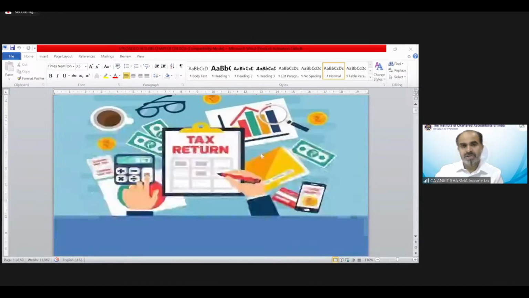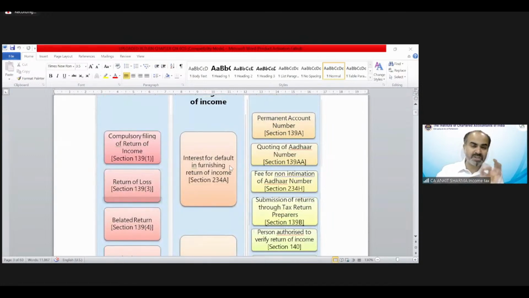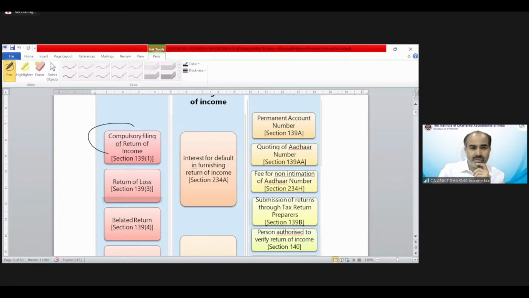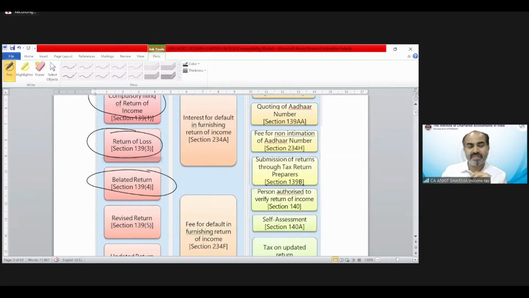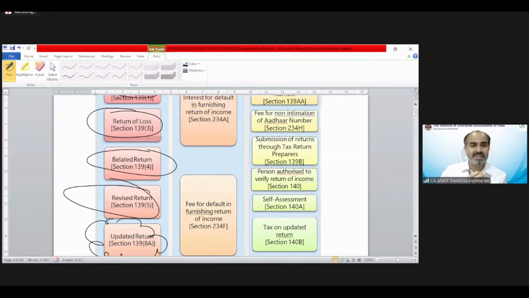Fine. So what does this chapter say? First of all, the chapter tells you about those persons who need to file their return of income compulsorily. Then we have return of loss. Then we have belated return provisions. And then we have revised return provision. And a new concept has been introduced two years before, and that was updated return. So these topics are going to be discussed.